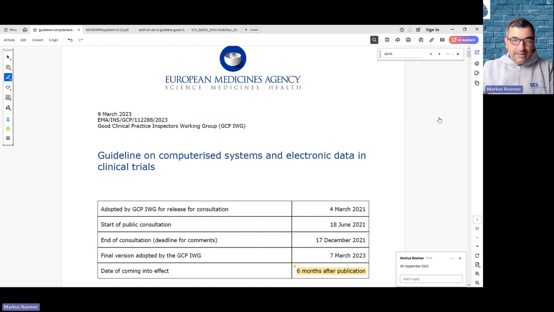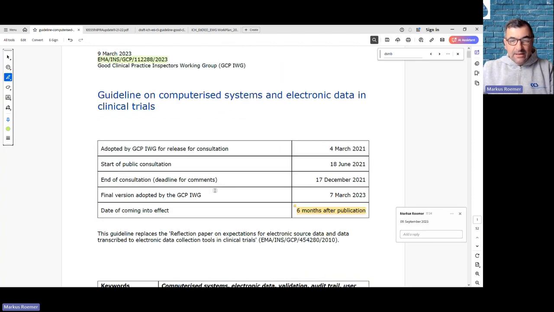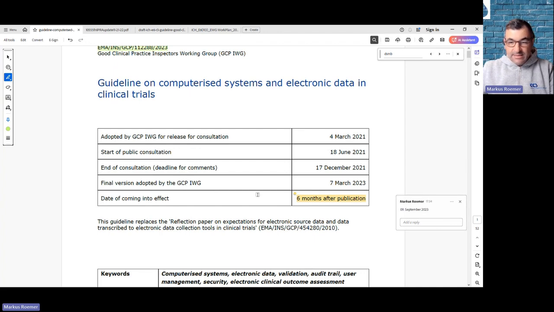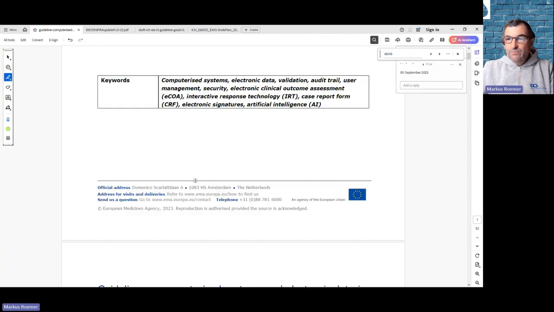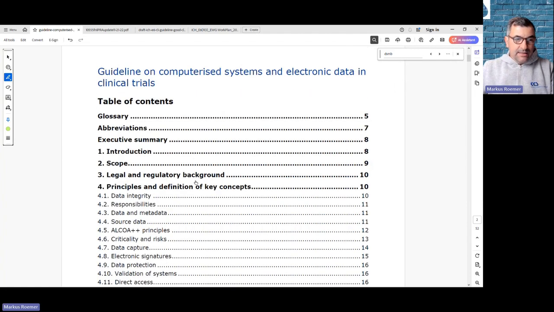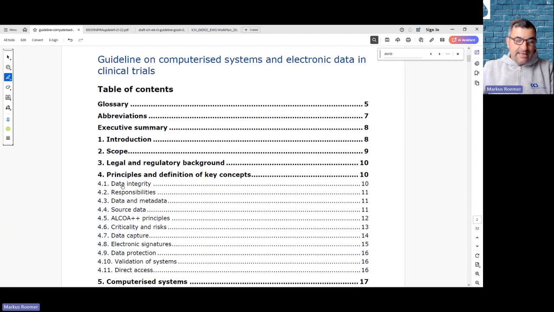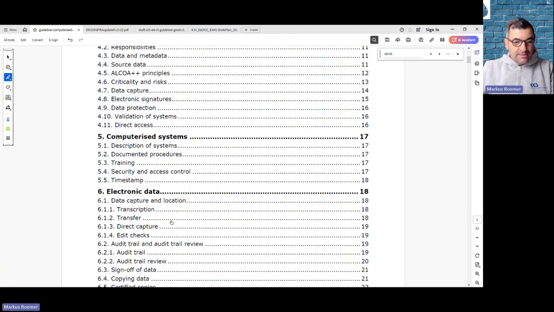So we will go quickly through that. You will find it if you enter this number into Google or Bing or whatever, and then you have this guideline. Yes, it's in operation, right? Since last year, now more than one year already. Table of contents, and then it starts with data integrity. I'm not the biggest fan of ALCOA++ principles, but here it's okay. Then they have computerized systems.